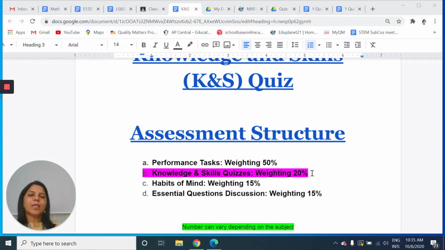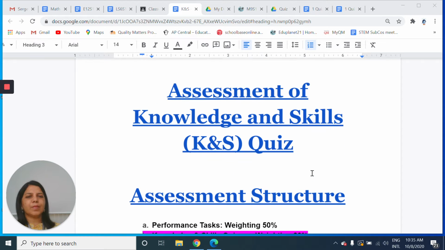Now, let me tell you that the number of quizzes is not fixed and it can be one or two per unit, depending upon the length of the unit. In sciences, usually in middle school and high school, there's a trimester system, so the teachers give only one quiz. But for example, in maths and ICT, you might have more than one quiz.